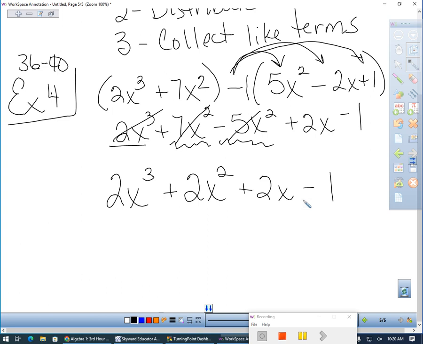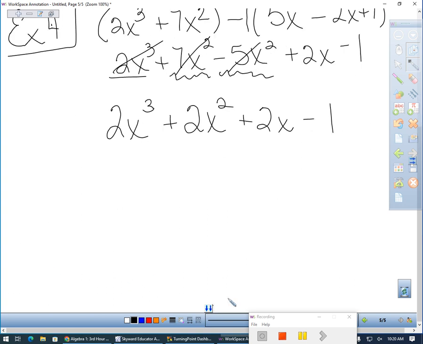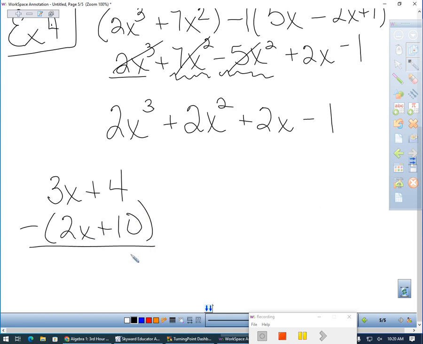So, again, you got to love this book. I just want to show you they wrote one of these vertically as well. So they might have something like 3x plus 4 minus parentheses 2x plus 10. So when you go to write that down in your paper, you're going to write down 3x plus 4, and then what am I going to do for this bottom half? Remember that this is a -1, so -1 times 2x is -2x, and -1 times 10 is -10.